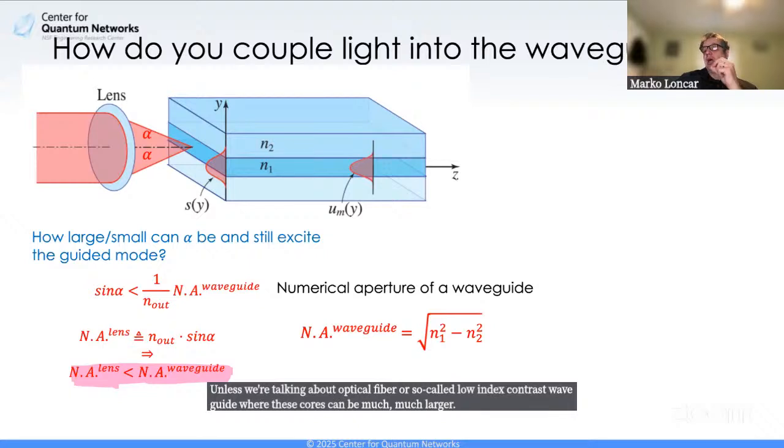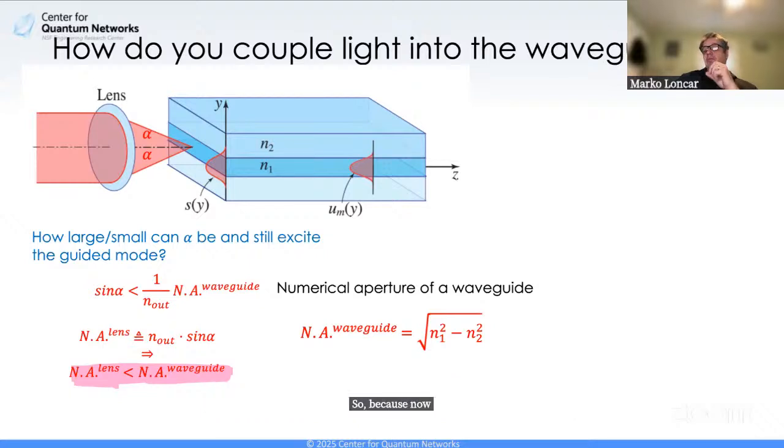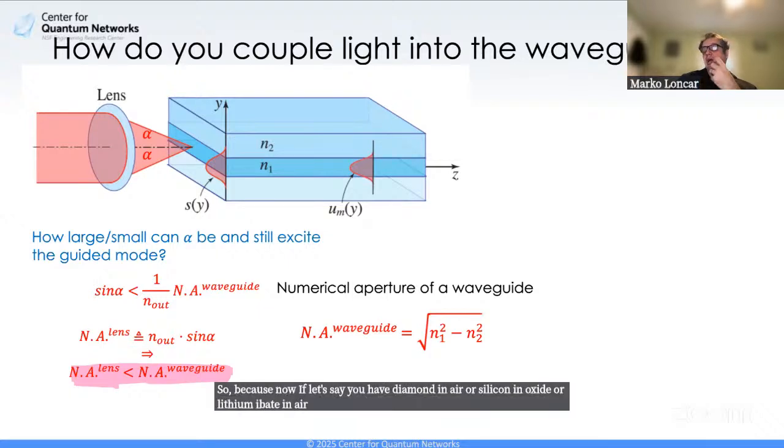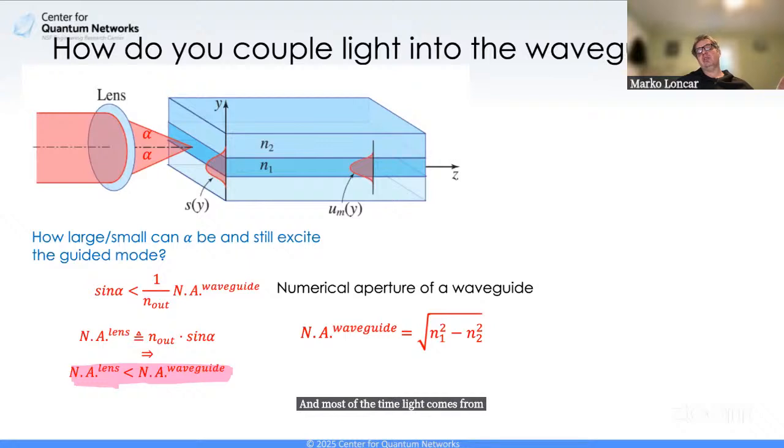So because now, if let's say you have diamond in air, or silicon in oxide, or lithium niobate in air, the waveguide index contrast is large, and this argument of a single mode being wavelength divided by 2 means these waveguides are roughly half a micron thick. Most of the time light comes from big optical fiber, so it actually becomes a challenge bringing light into the optical waveguide.